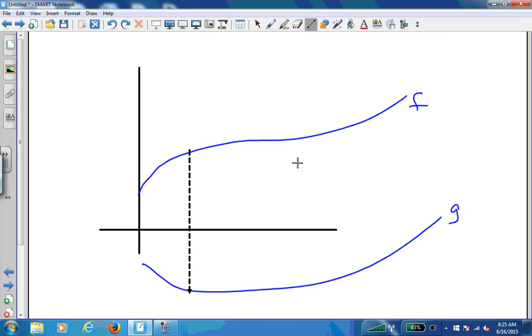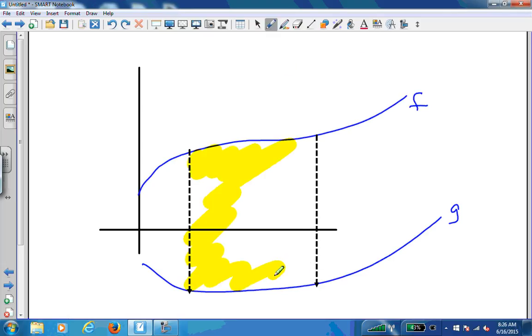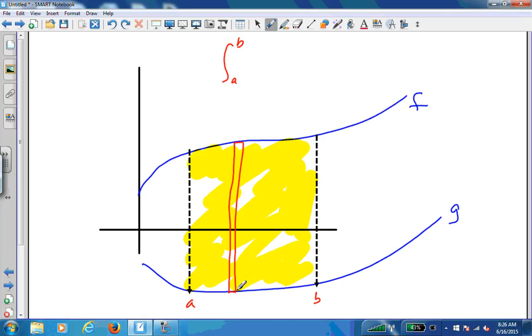Let's go from A to B. So we want this area in here. So A and B. So we're going to integrate from A to B. And if we look at a sample element, one thing to keep in mind, we're always going to take the top one minus the bottom one.